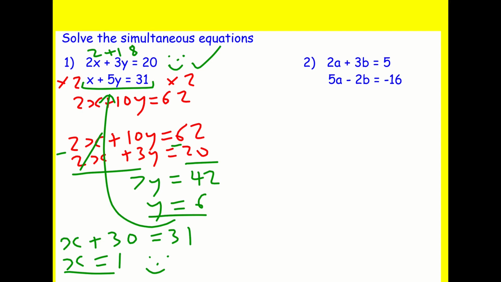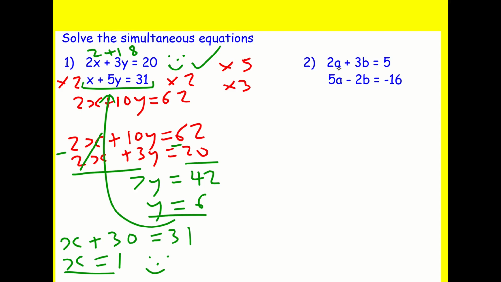Notice I could have done it for y, but I would have had to have got the y's the same. How could I have done that? I could have multiplied this one by 5 and this one by 3, and then that would have made them both 15y. Okay, but why do that when we can just do it for one equation? However, we're going to do one more example where we do have to do it for both equations.